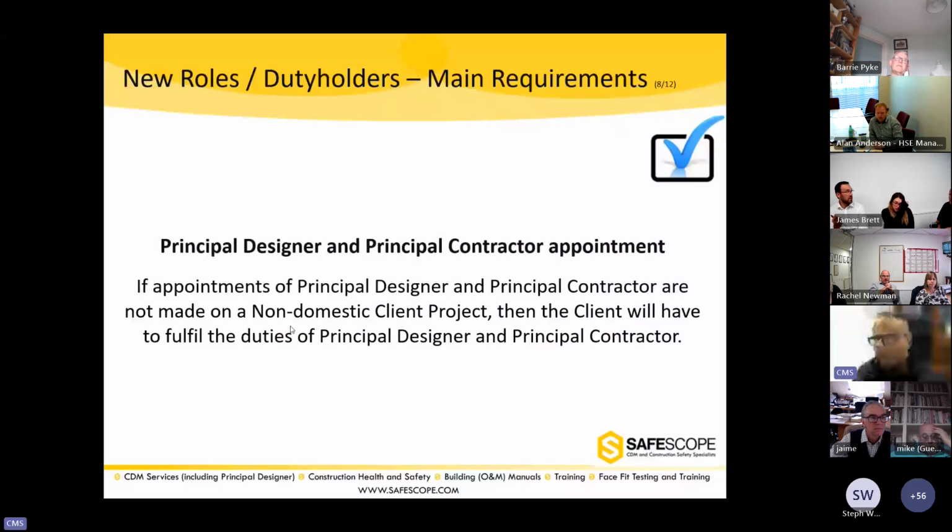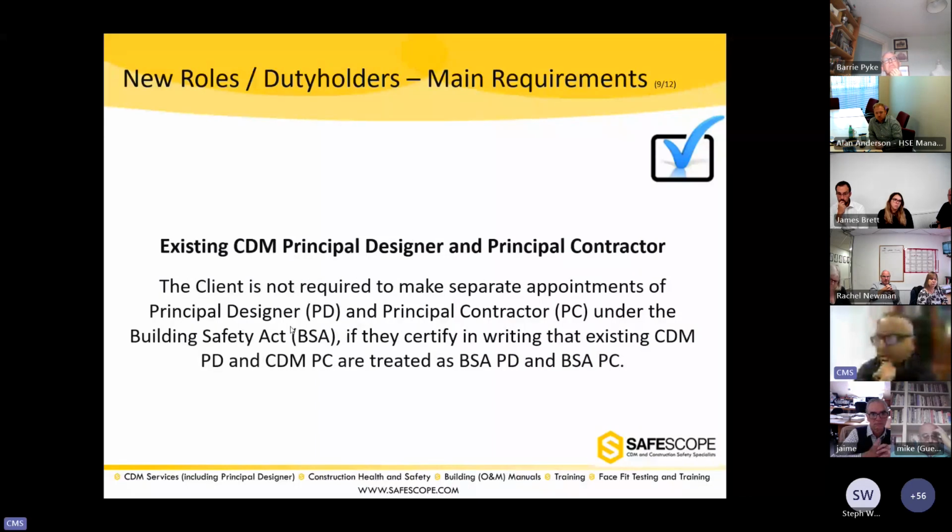Now, with regards to appointment of principal designer and principal contractor, if appointments of principal designer and principal contractors are not made on a non-domestic client project, then the client will have to fulfill the duties of principal designer and principal contractor. Same under CDM regulation. If the client doesn't make those appointments, then they will have to fulfill those duties on non-domestic projects. There are similar requirements under CDM regulations.